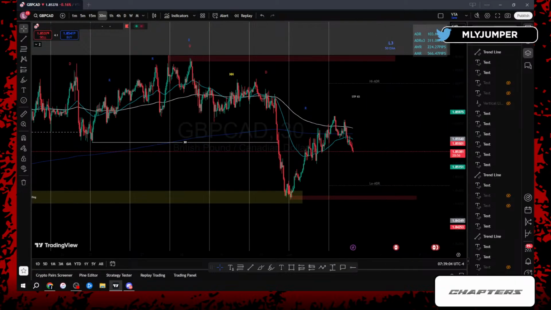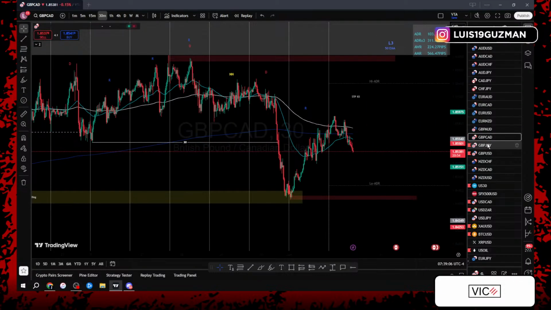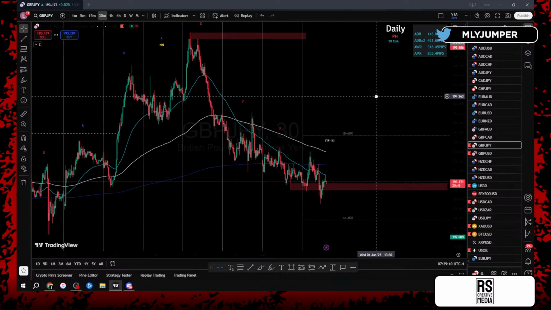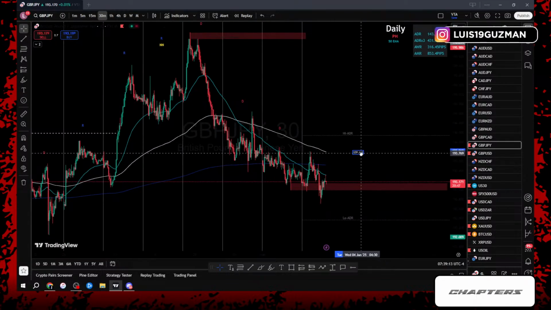We already know that GCAD is a pair right now moving counter trend. Gonna move it away. Not gonna look at it. Go on to the next one.